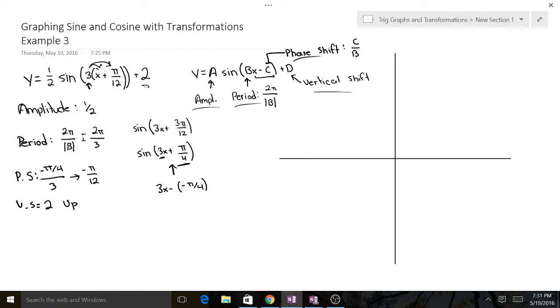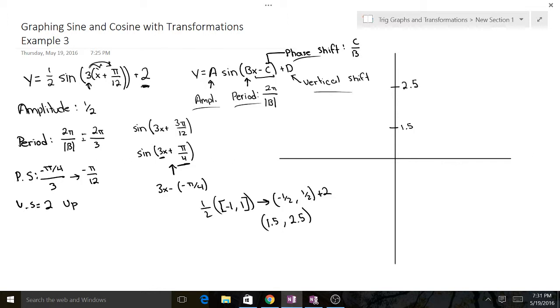So this is a crazy one. We've got all kinds of stuff going on here. Okay, so let's first start with our amplitude. We started at -1 to 1. We have to multiply this by our amplitude of 1/2. So we're going to go from -1/2 to 1/2. But then we moved everything up 2, so we need to add 2 to both of these. So we're going to go from 1.5 all the way up to 2.5. And we can pencil that into our graph. We'll start at 1.5 and go all the way up to 2.5.